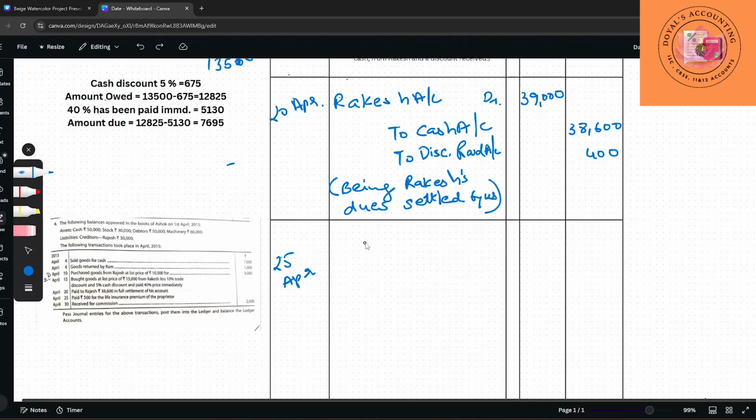500 rupees for life insurance of the proprietor. Okay, so since this is an expense of the owner, it will be considered as drawings. So the journal entry would be drawings account debit 500 to cash account 500. Being 500 paid for life insurance of owner.